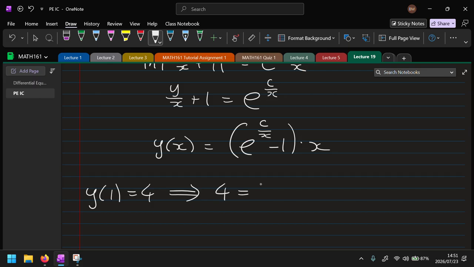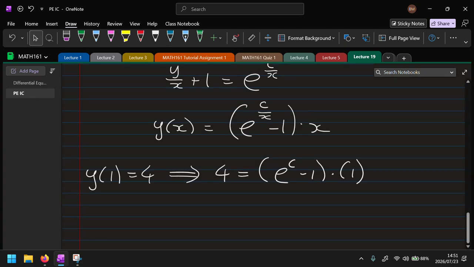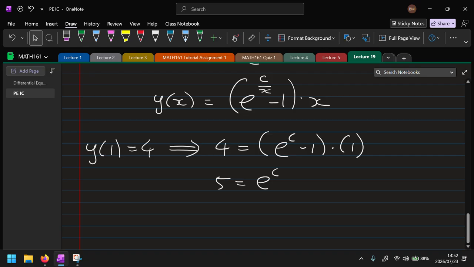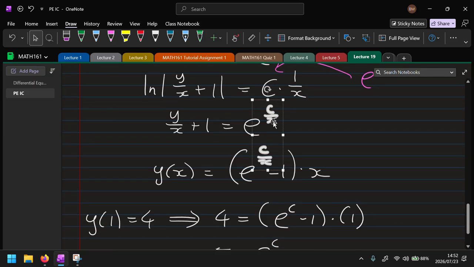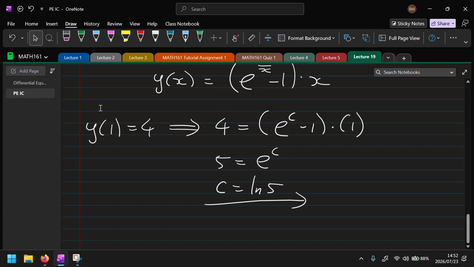Okay, so y must be 4. C, we're trying to work that out, but we know x must be 1. So we just have e to the c. And the x on the outside there, that's also just 1. So that 1 doesn't do anything there, so we can drop that. Minus 1, take over to the other side, get 5. And again, we want c, so that will just be natural log of 5. And we're done. So we have our equation here for y, and the specific value of c that satisfies this initial condition.